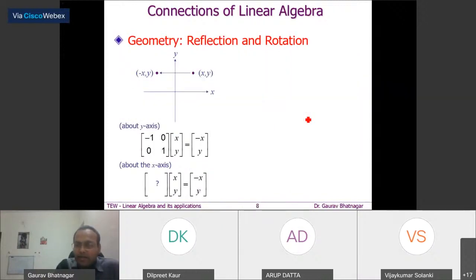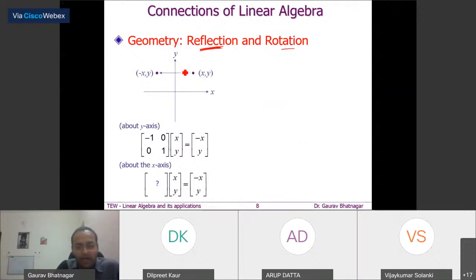Now the geometry. In the geometry, we have seen the two examples of centroid as well as the area. But there are far more applications which we can observe in geometry. Two other applications which I want to mention here are the reflection and the rotation. The reflection around the x axis and y axis. This reflection operation or process can be modeled in the form of a matrix.